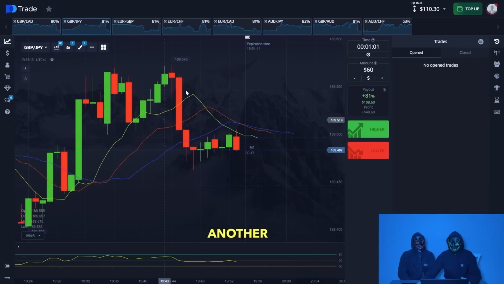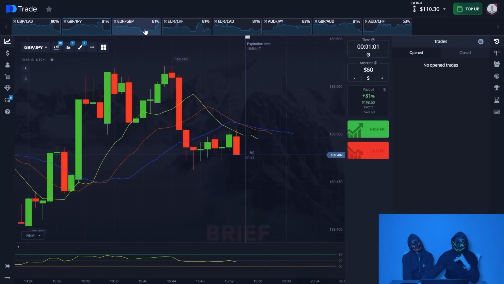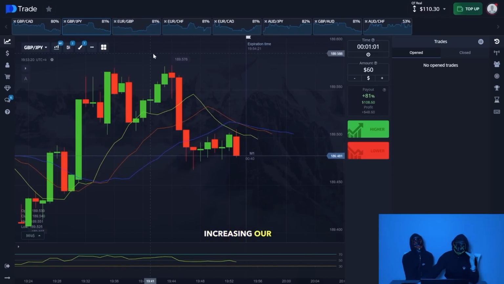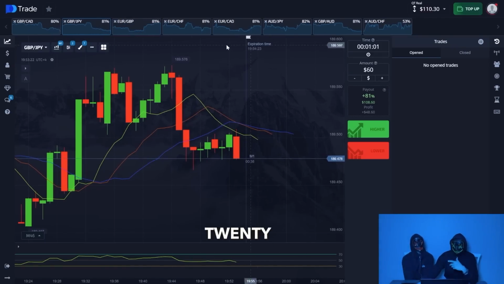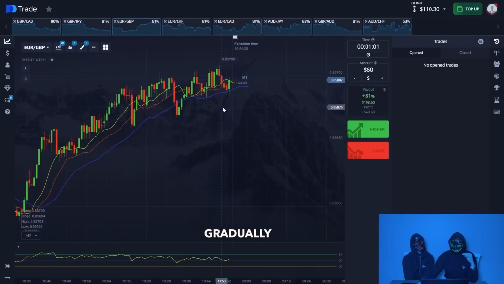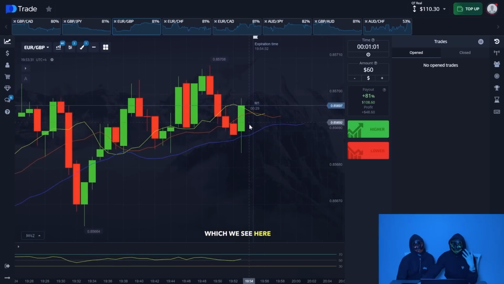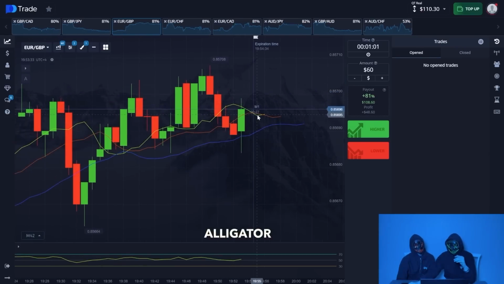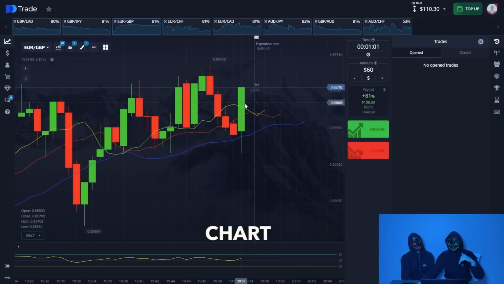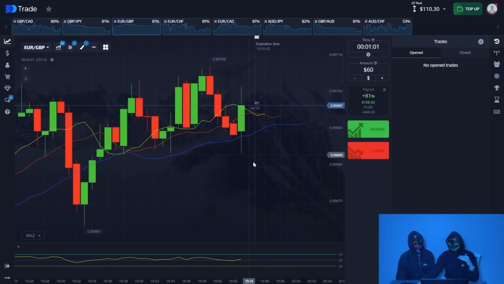Now we will choose another currency pair. We'll conduct a brief analysis on it and we'll start trading on it, increasing our bets. We traded for $20, now we're trading at $60, and we'll gradually increase our amount, adding to our balance, which we see here. And according to our alligator indicators, we see a crossing of moving averages, which means that currently the chart is changing its trend.